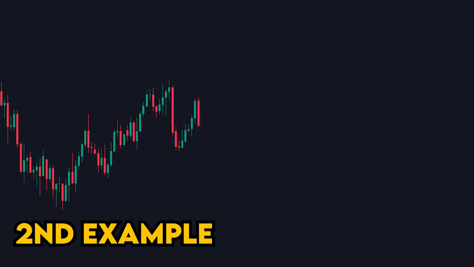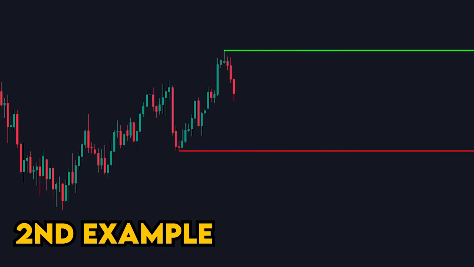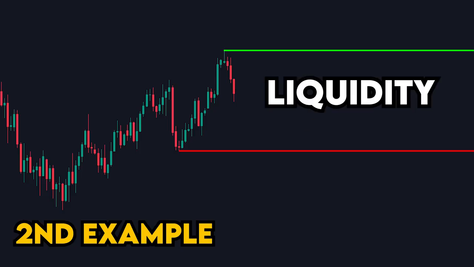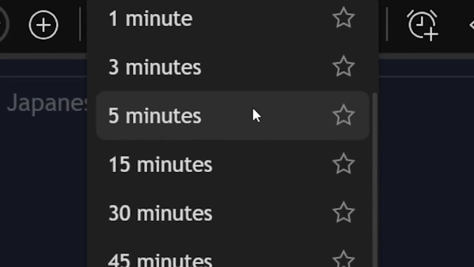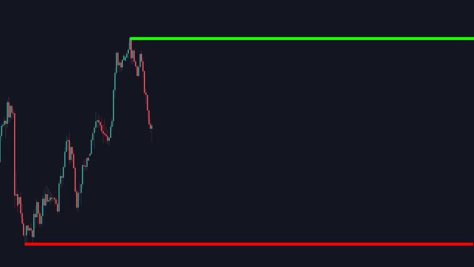So here we have our 1 hour price action. We mark out the previous day's low and the previous day's high. We know there will be lots of resting liquidity above and below these areas. Step 2, we move from the 1 hour time frame to the 5-minute time frame. We wait for price to break in either direction. This time we broke above the previous day's high. So this time we'll look for shorts.